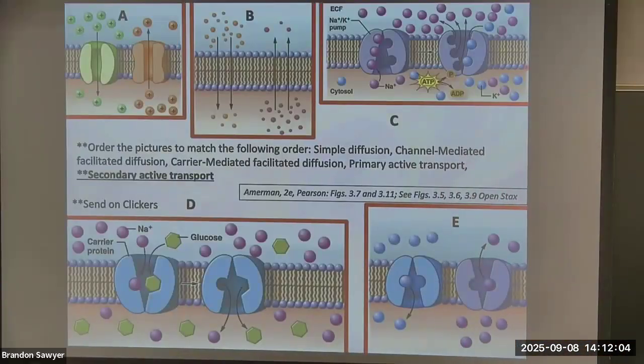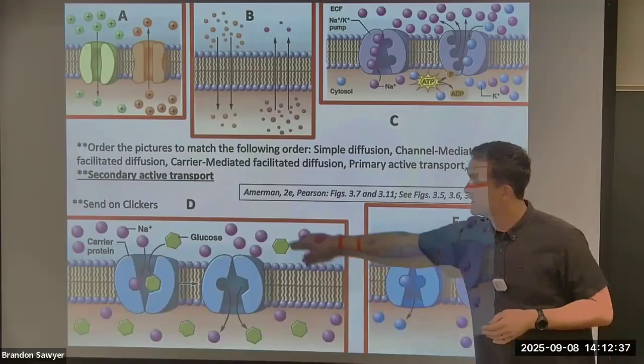Secondary active transport is kind of like a teeter-totter. Glucose is here, and we've got the power in sodium trying to rush across the membrane. It hits the teeter-totter and flings the glucose in with it. So we're using the energy from that sodium to fling the glucose in, and that's secondary active transport. No ATP needed. We can harness the energy in another molecule or ion's concentration gradient to pull another one with it. Okay, questions on that one?